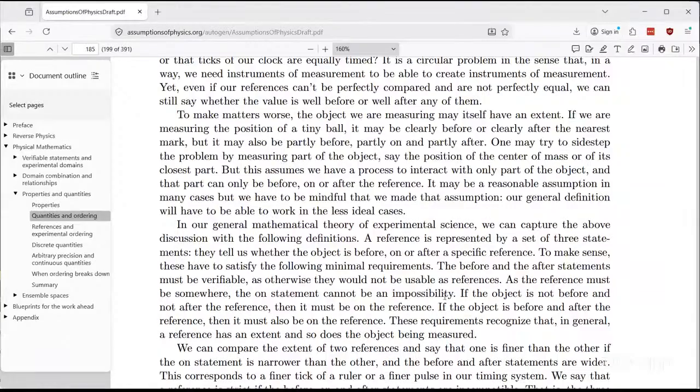One may try to sidestep the problem by measuring part of the object, say the position of the center of mass or of its closest part. But this assumes we have a process to interact with only part of the object, and that part can only be before, on, or after the reference. It may be a reasonable assumption in many cases, but we have to be mindful that we made that assumption. Our general definition will have to be able to work in the less ideal cases.